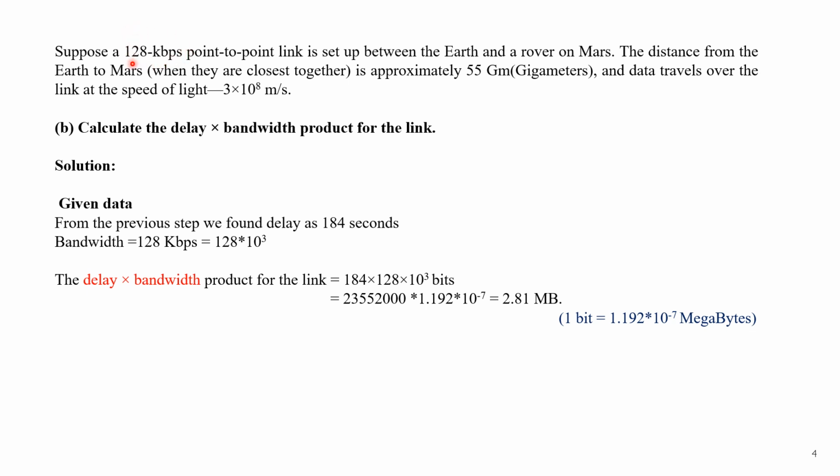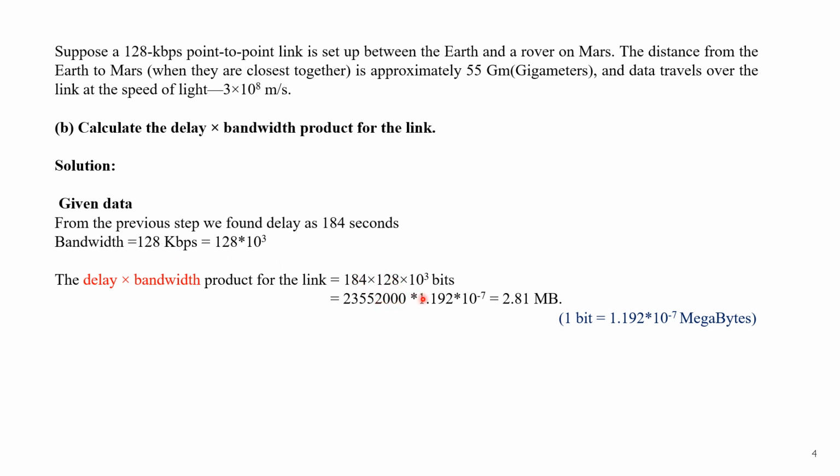In order to represent this kbps in terms of bits per second, we just multiply 128 by 10^3. Now your bandwidth is in bps, that is bits per second. So how to calculate the delay × bandwidth? You can just multiply delay and the bandwidth. Both are already available with us. What is the delay? The delay is 184.